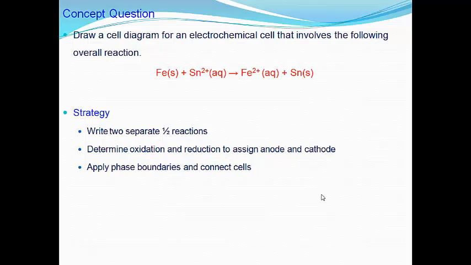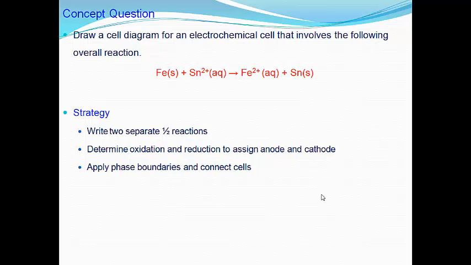So let us look at this idea of electrochemical cells by looking at this concept question. Draw a cell diagram for an electrochemical cell that involves the following overall reaction. Here we have iron reacting with tin 2 plus to give us iron 2 plus and tin.